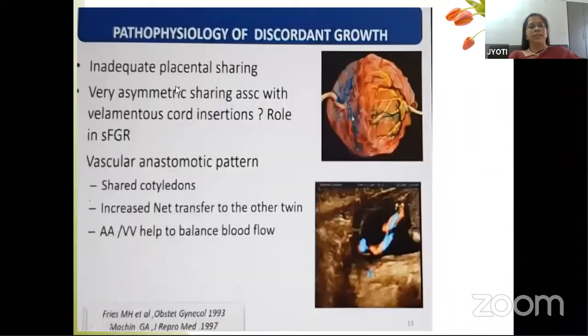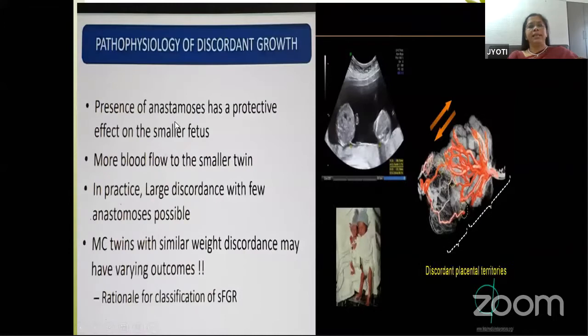Now, why this discordancy? This occurs because of inadequate placental sharing. Very asymmetrical sharing associated with velamentous cord insertion, as I told you previously. And these vascular anastomotic patterns are because of shared cotyledons, increased net transfer to the other twin, and AA, VV, they help to balance the blood flow. We find that these anastomoses have a protective effect on the smaller fetus. More blood is flowing to the smaller twin. In practice, large discordance with few anastomoses is possible. Monochorionic twins with similar weight discordance may have varying outcomes, which is the rationale for selective FGR.